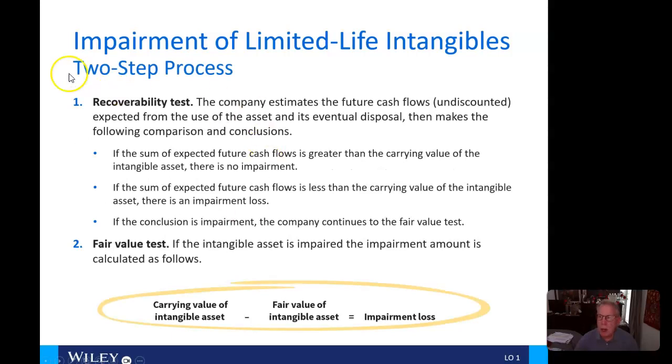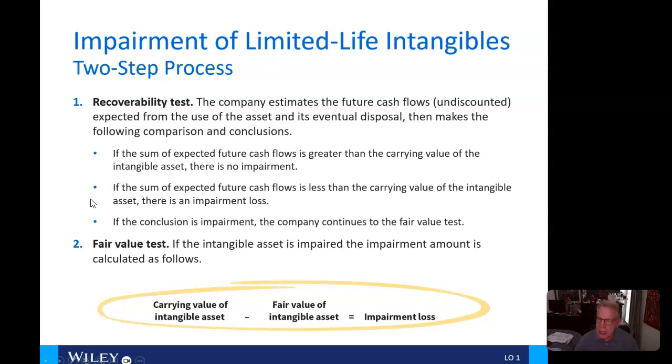So we'll recall that two-step process for determining if there's an impairment. The first one is the recoverability test. The company estimates the future cash flows, undiscounted, expected from the use of the asset and its eventual disposal, then makes the following comparison and conclusions. If the sum of the expected future cash flows is greater than the carrying value of the intangible asset, then there is no impairment. But if the sum of the expected future cash flows is less than the carrying value of the intangible asset, there is an impairment loss.